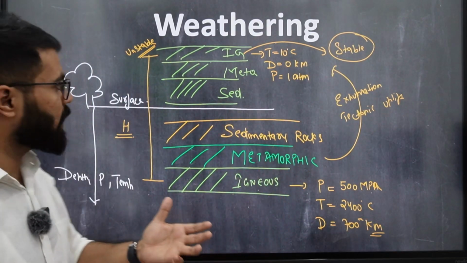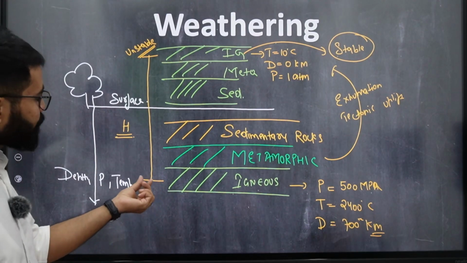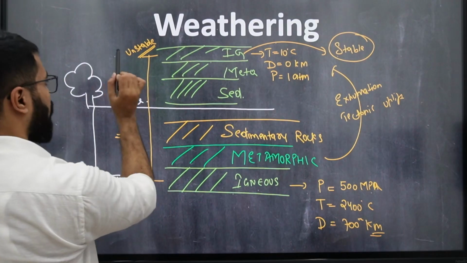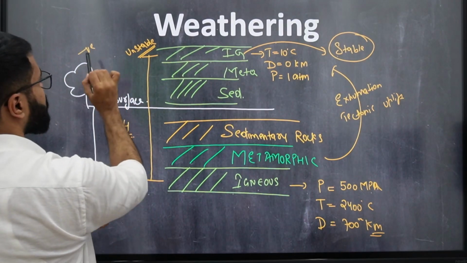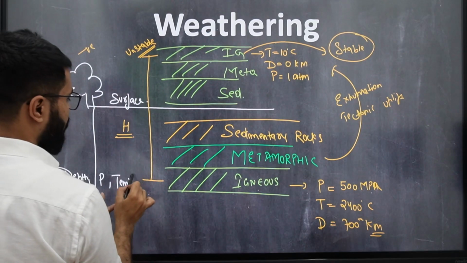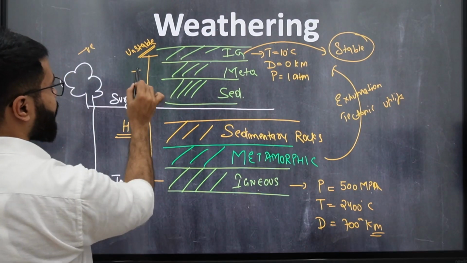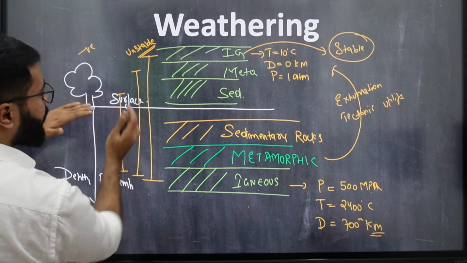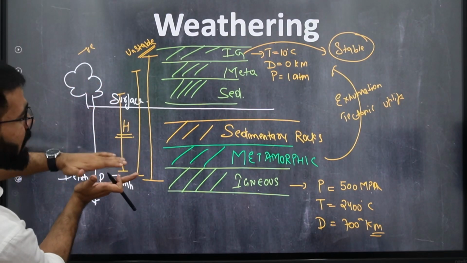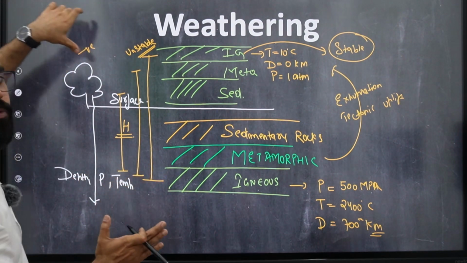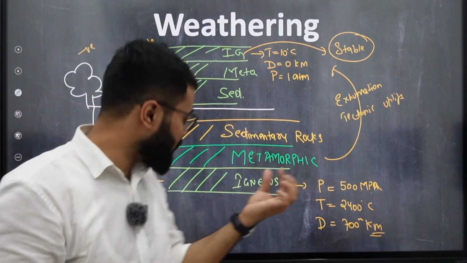What do I mean by Gibbs energy? See, for example, if igneous rock is traveling from this to this height, negative Gibbs energy is released. If it is moving from this height to this height, somewhat less Gibbs energy is released. From this height to this height, somewhat less Gibbs energy, because it is traveling a lot of distance. Greater the distance it is traveling, more is the Gibbs free energy released. Why? Because it is coming from a depth.